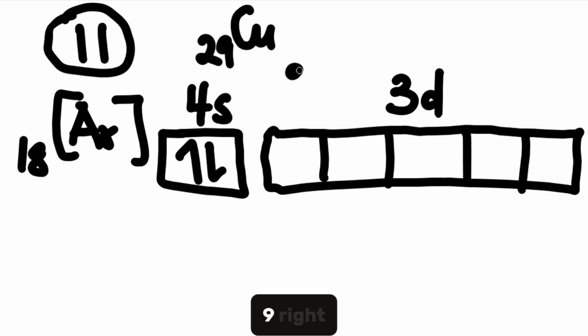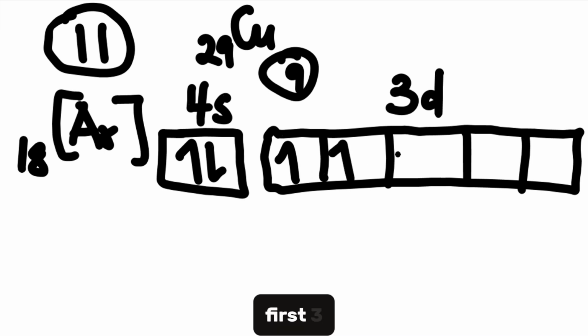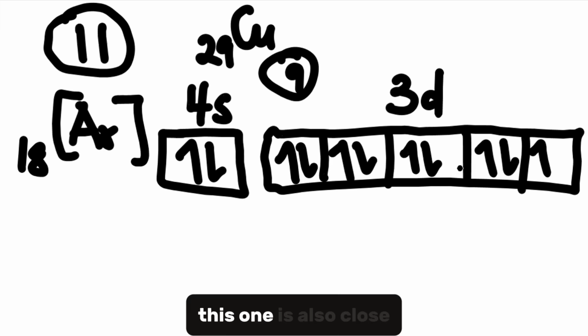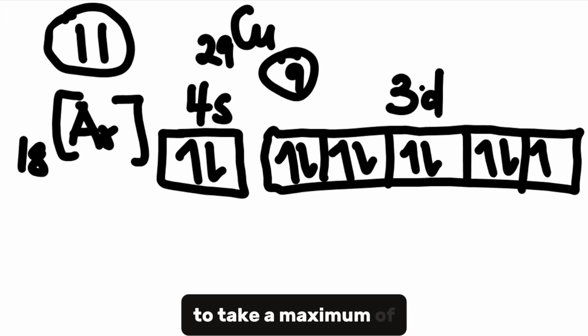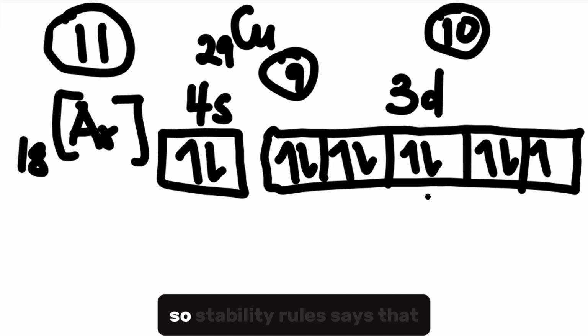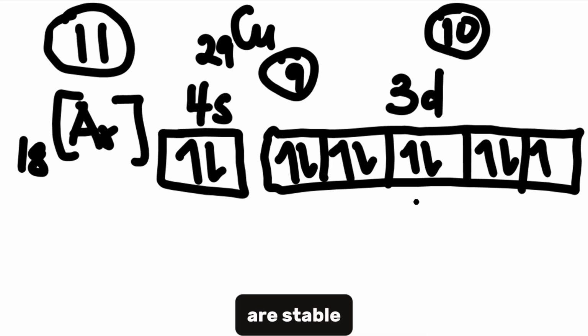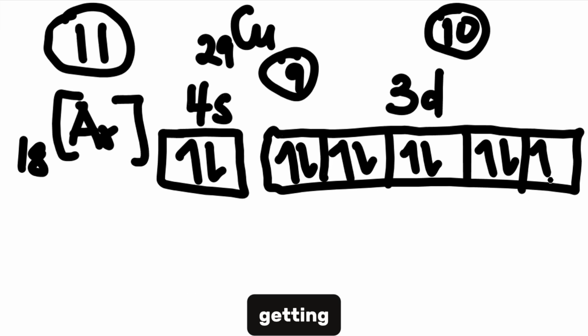It will be left with 9. So 9 is supposed to enter this guy. So we have parallel filling first: 1 2 3 4 5 6 7 8 9. This one is also close to becoming fully stable, because the 3d is supposed to take a maximum of 10, but right now it's 9. So the stability rule says that half or fully filled orbitals are stable. He's left with only one electron to become fully filled, so it's close to becoming stable.